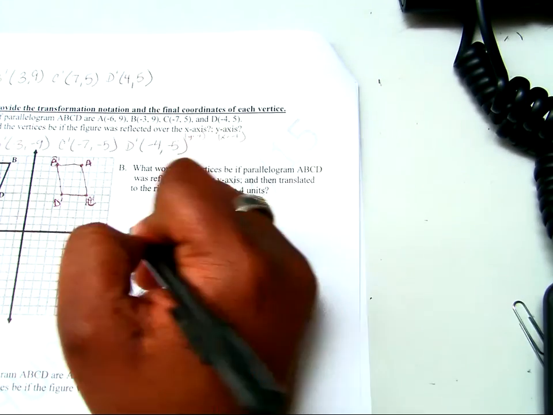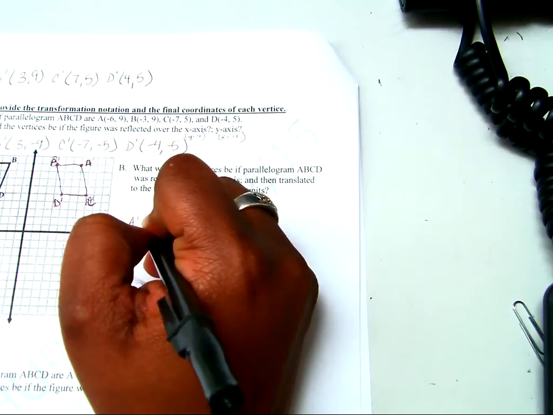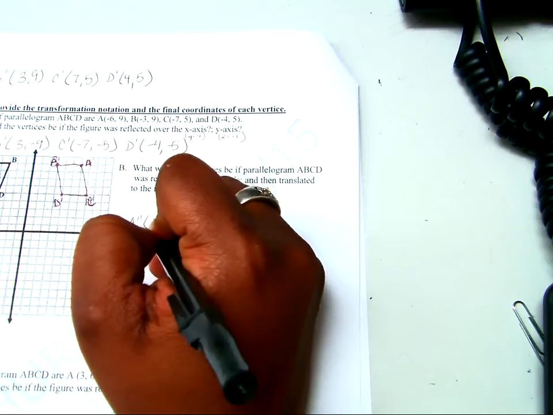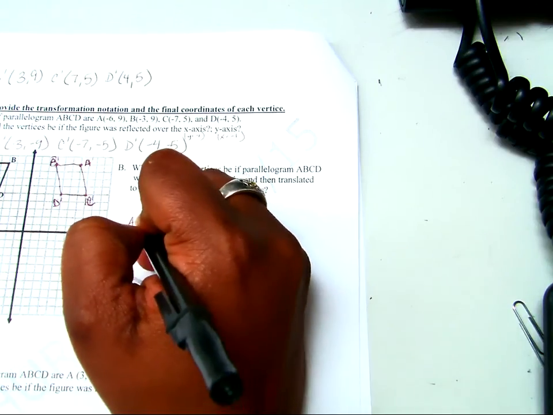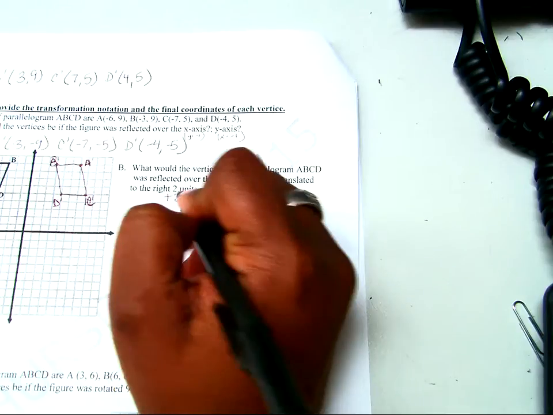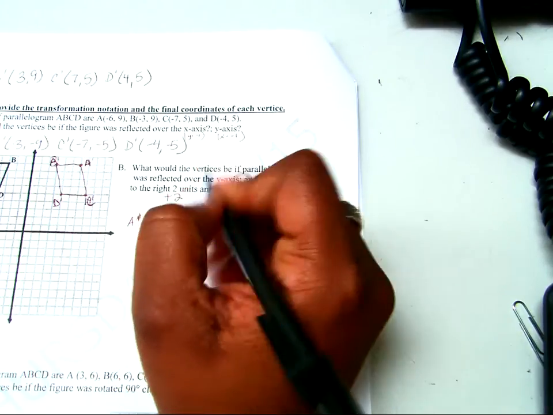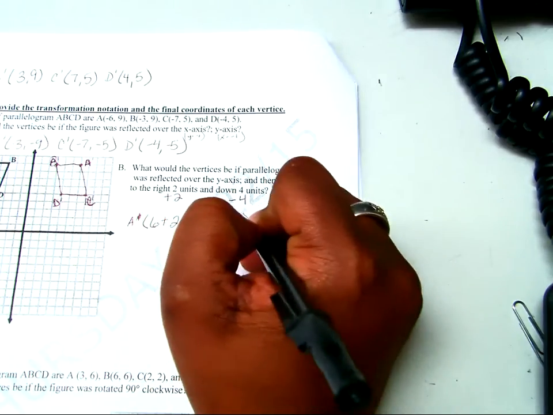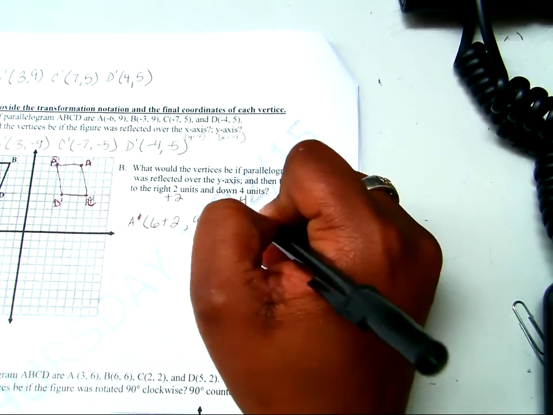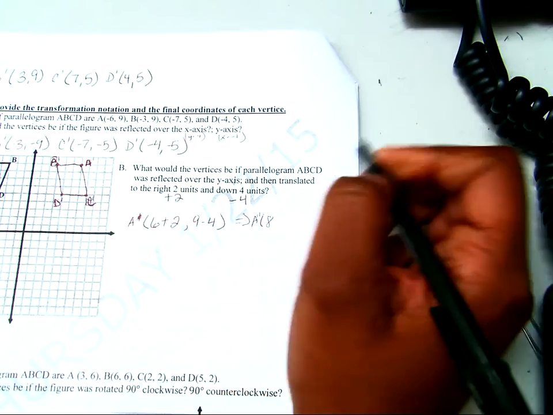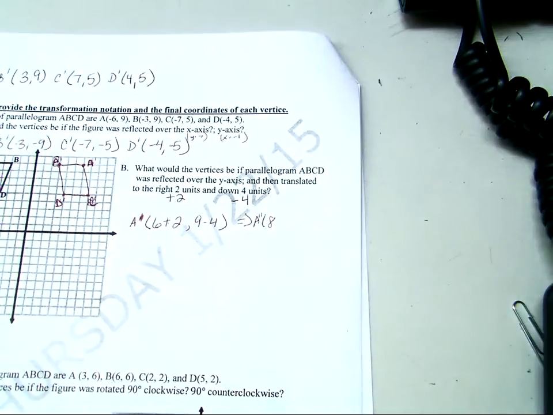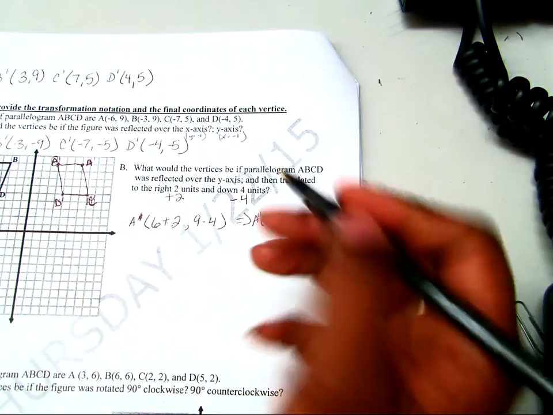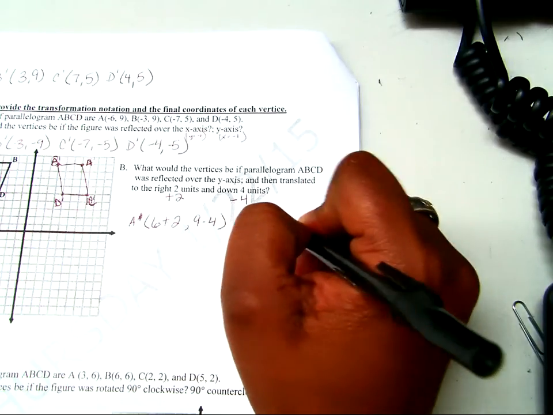So for A prime, I need to go 6 plus 2, because this is for x, comma, 9 minus 4. And that'll give me my new point for A prime prime. Don't worry, we're just calling it a prime prime because we don't want to call it A prime again because this is a different movement, all right? So A prime prime is 8, comma 5.